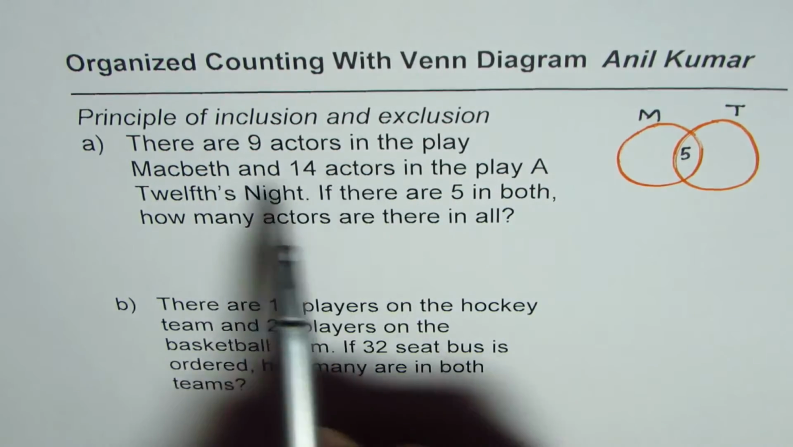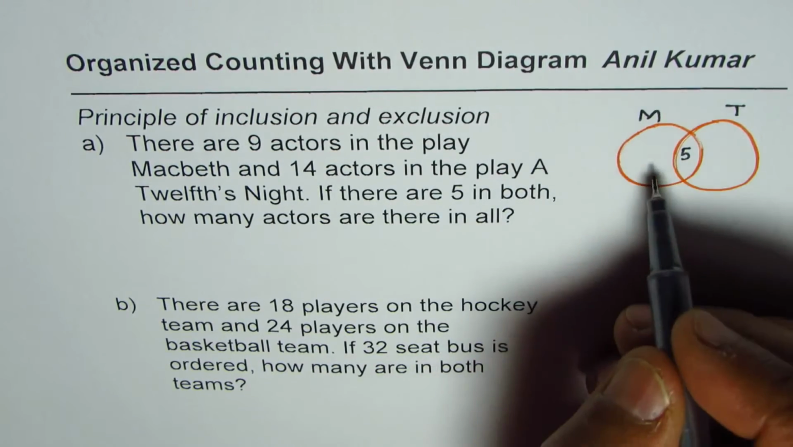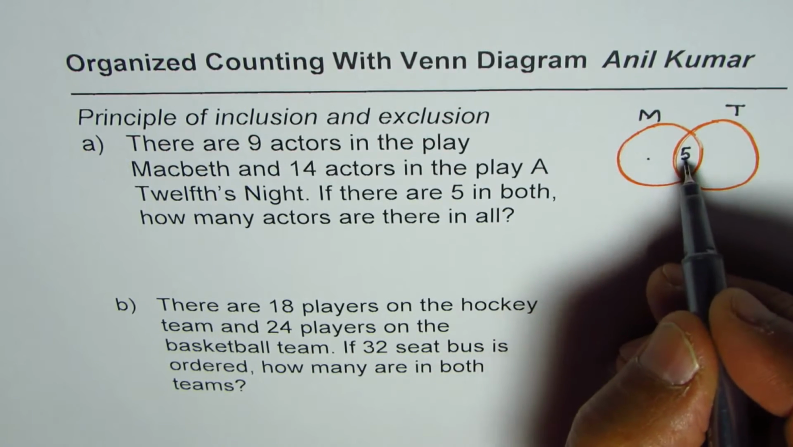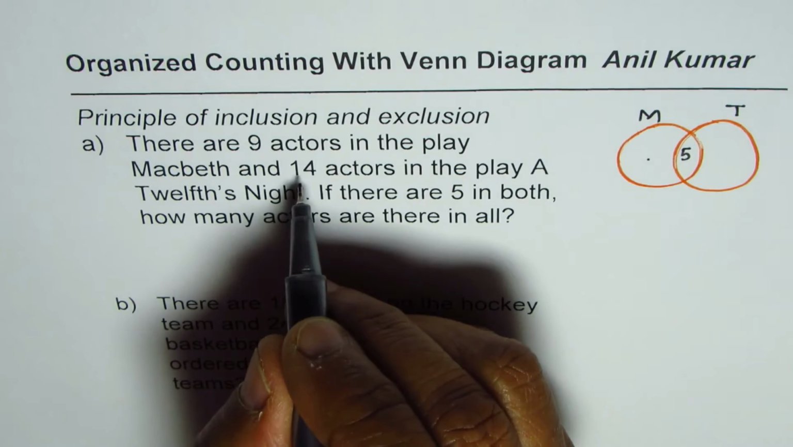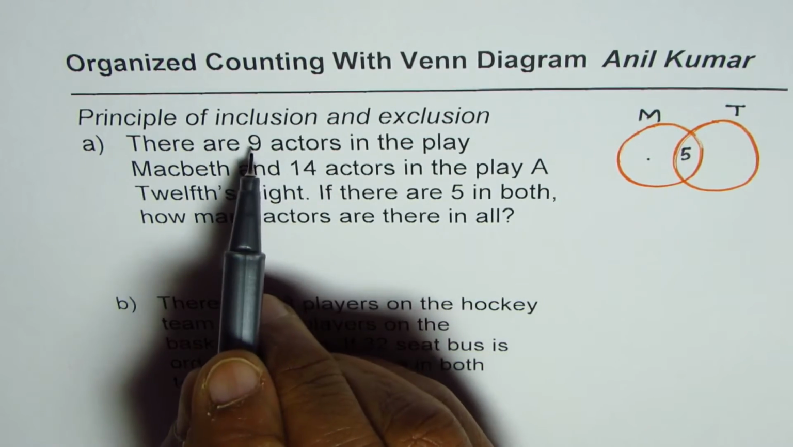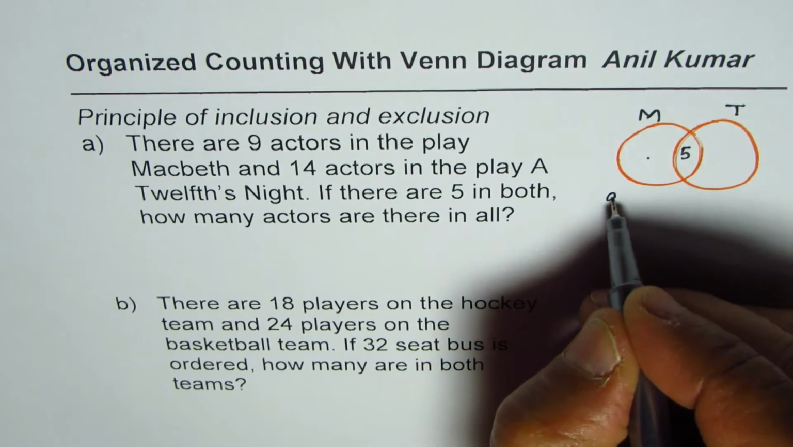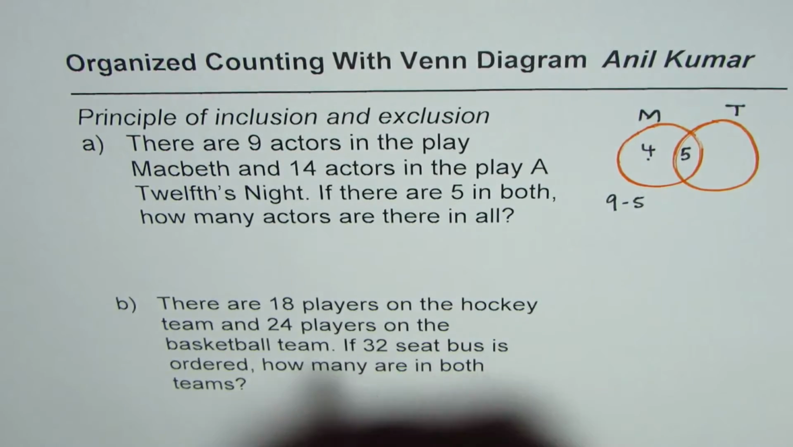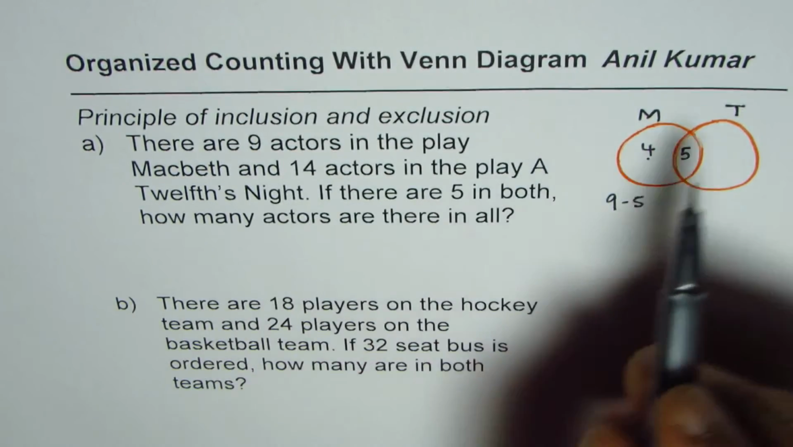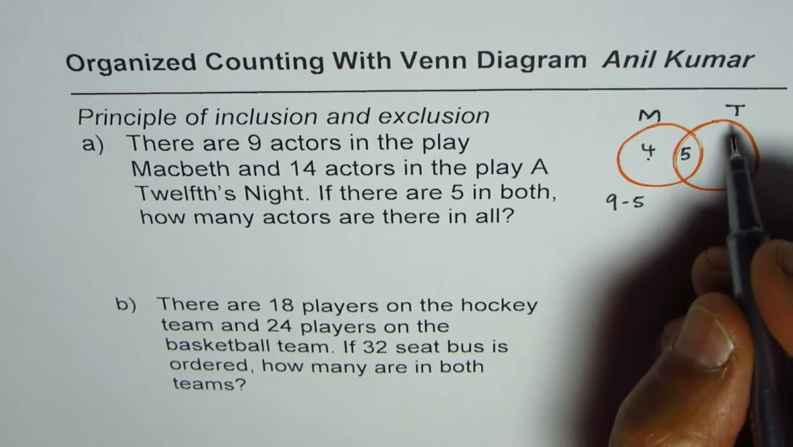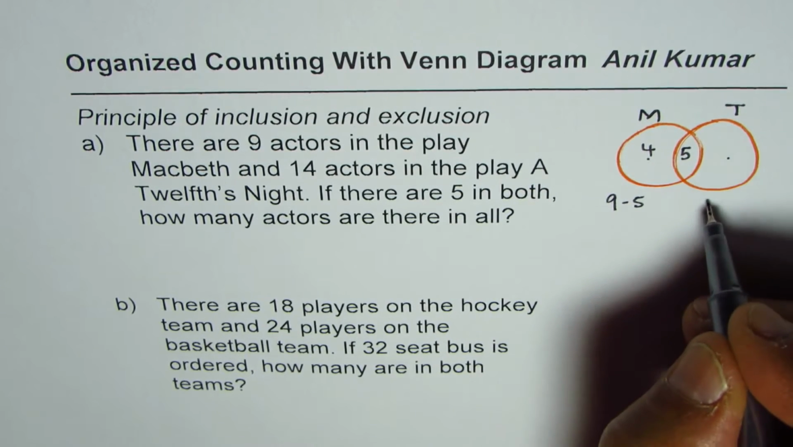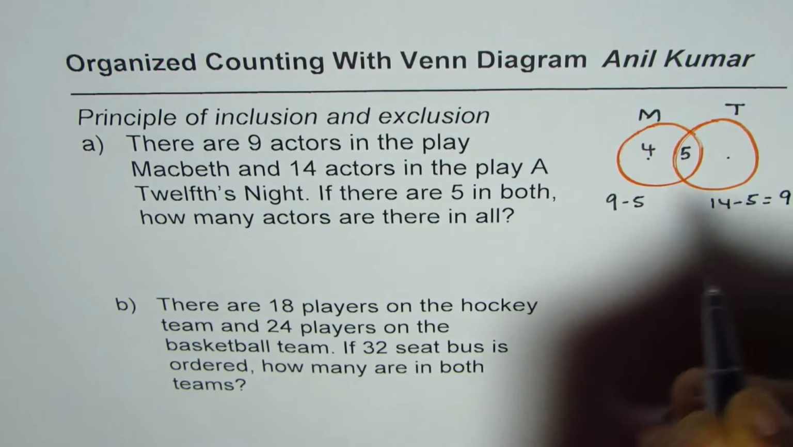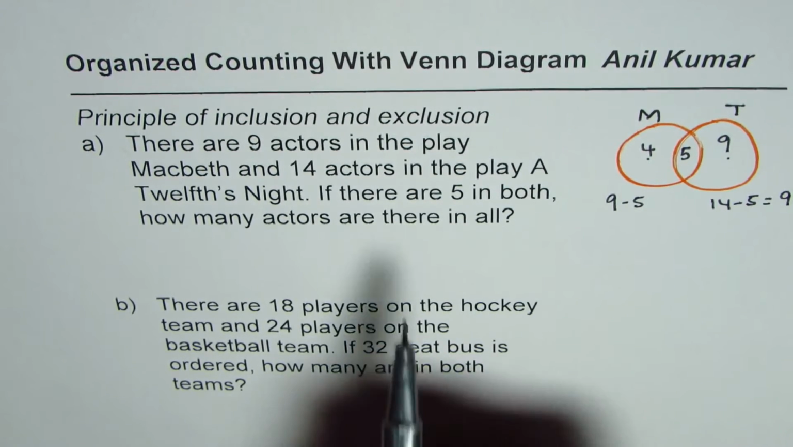Now, in this portion, how many should be there? 5 is to be taken out from 9. There are 9 players in Macbeth. So 9 minus 5 gives us 4. So we have 4 here. And 14 in A Twelfth Night. So the number here should be 14 minus 5, and that is 9. So that gives us 9.